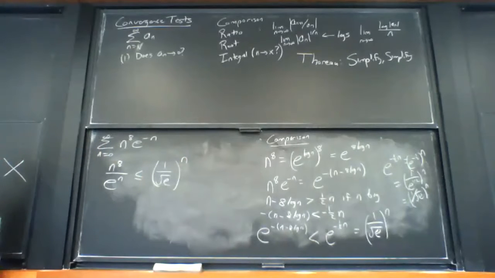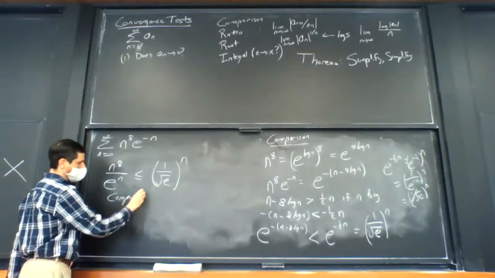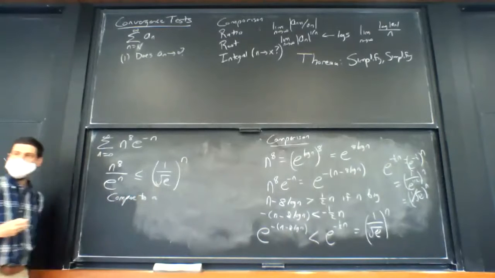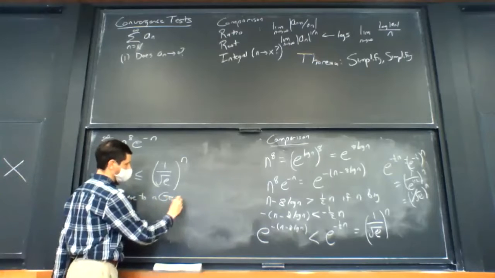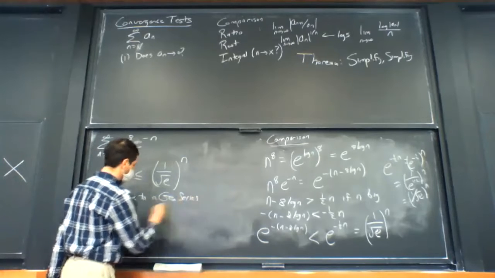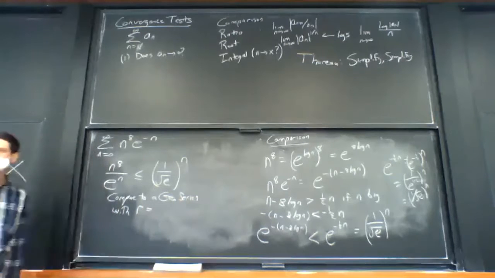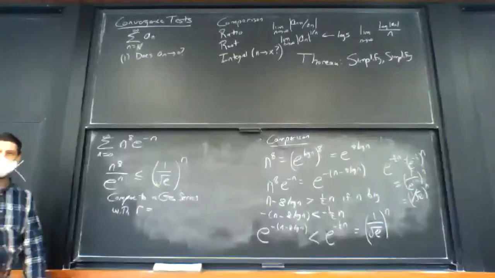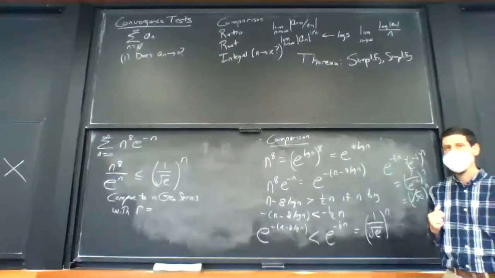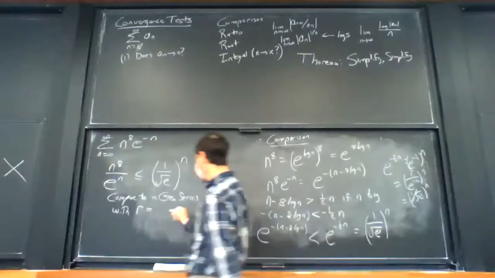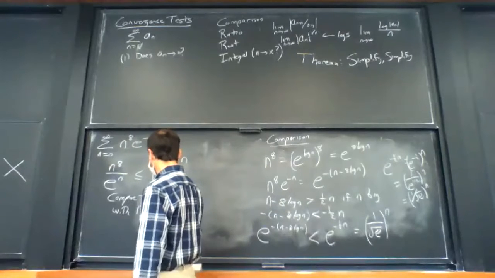What comparison test do I use? Compare to a geometric series. So when you do a geometric series, you have to tell me which geometric series. You have to tell me what is R. So what is R for this geometric series? 1 over the square root of e. And that is less than 1. So it converges.